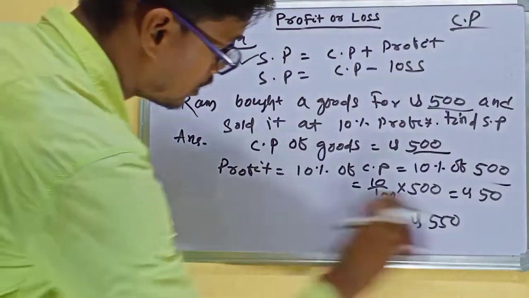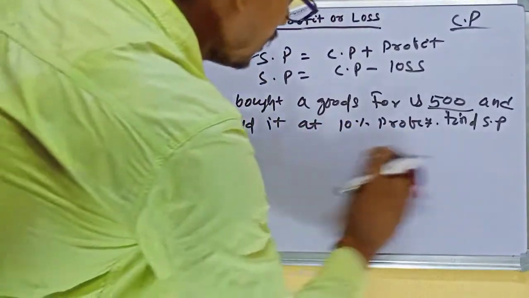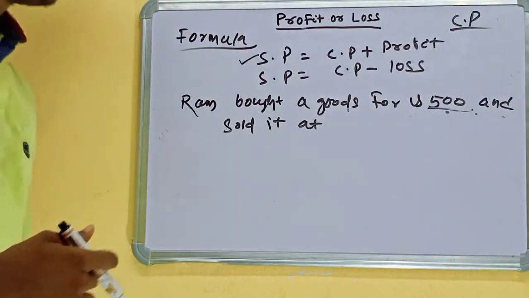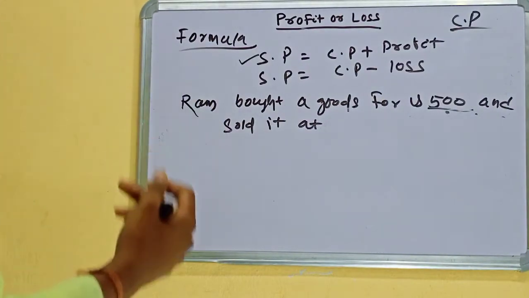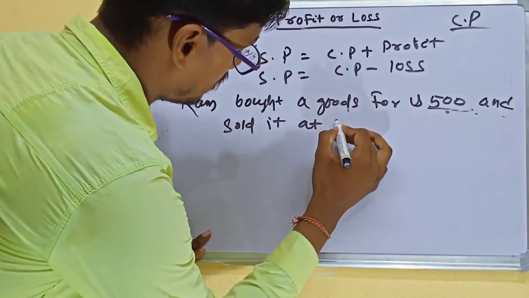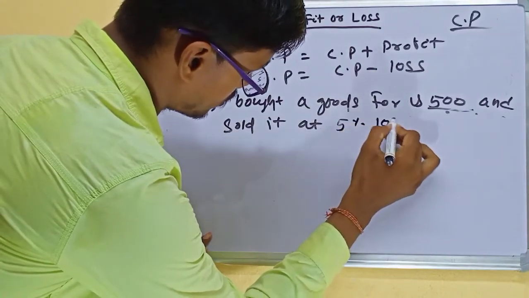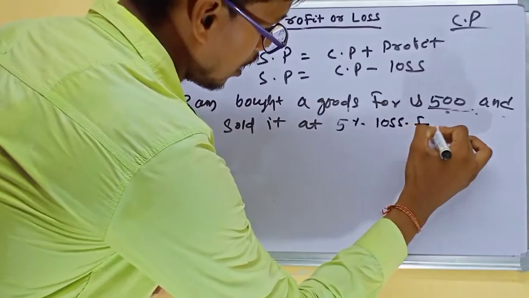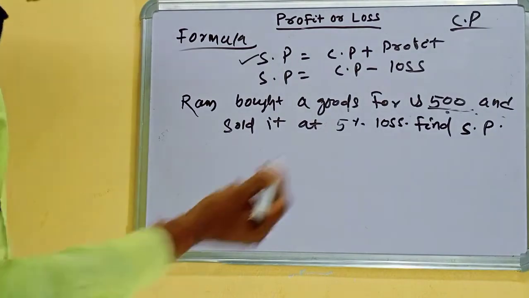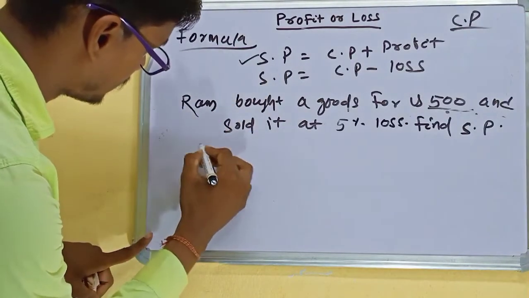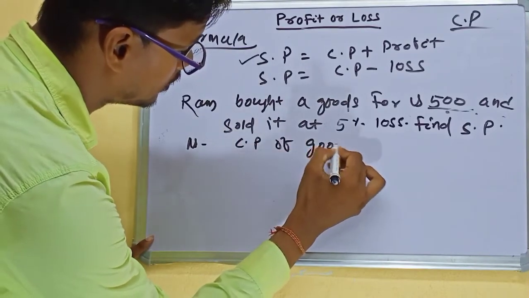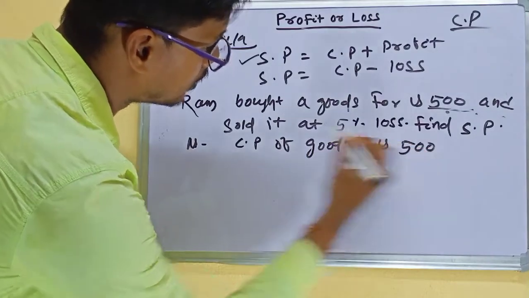Next, in case of a loss, how to find out the SP of goods? Ram bought goods for rupees 500 and sold it at 5% loss. Then find SP. Similarly, CP of goods is equal to rupees 500.